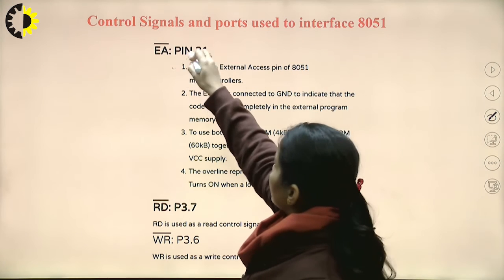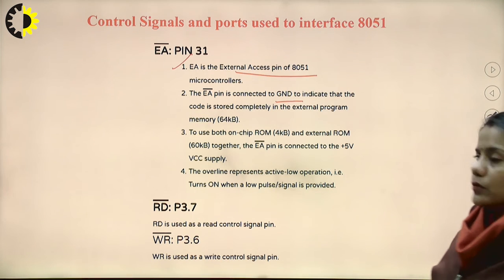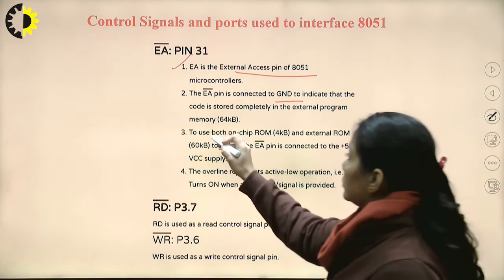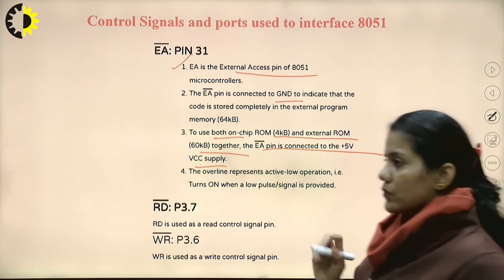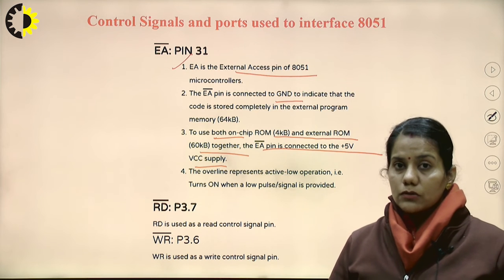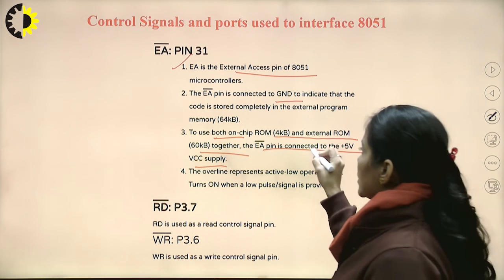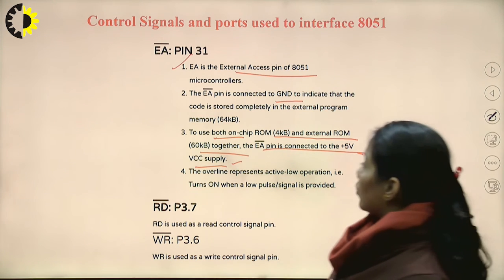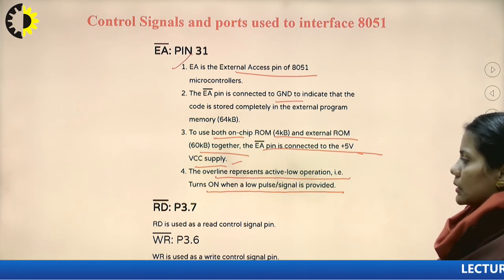Another important pin is the external access pin. It's connected to the ground to indicate that the code is stored completely in the external program memory, that is 64 kilobytes of external program memory. But if we are using both on-chip ROM as well as the external ROM together, then this pin is connected to the 5-volt supply. So we have to know that if this pin is connected to the ground, it means that we are not using any on-chip memory. We are entirely dependent on the external memory. But if this pin is connected to 5 volts, this means that we are working on both internal and external ROM. The overline represents the active low operation, that is, it turns on when a low signal is provided.